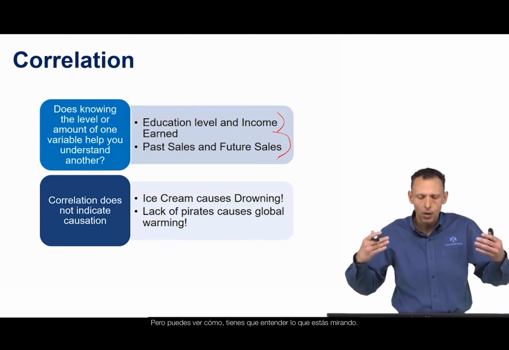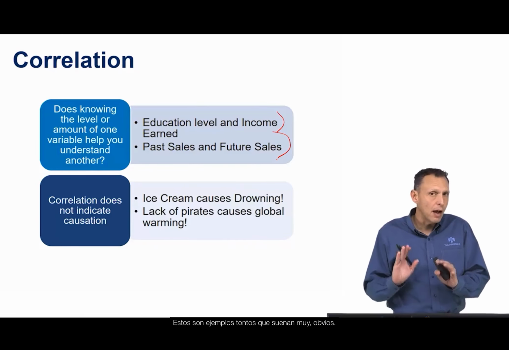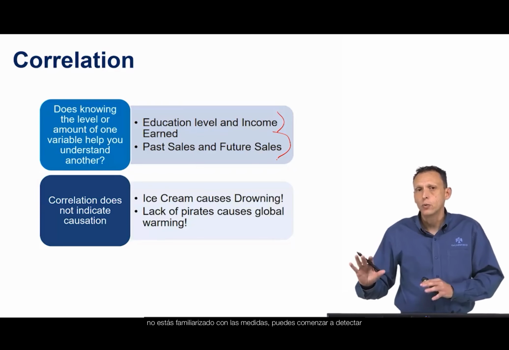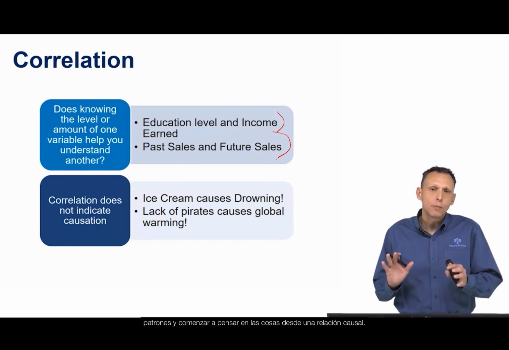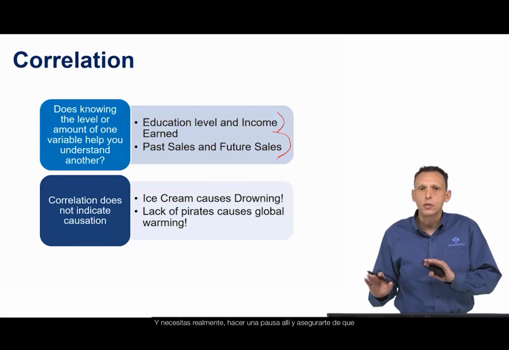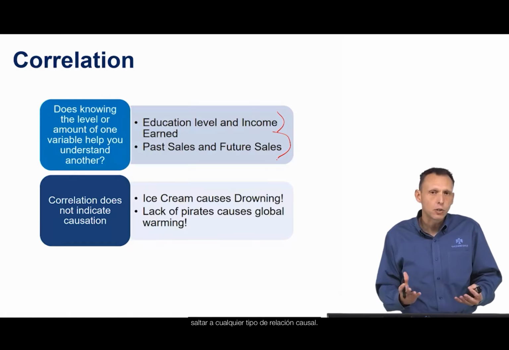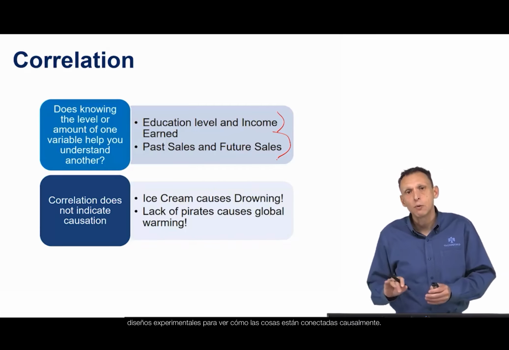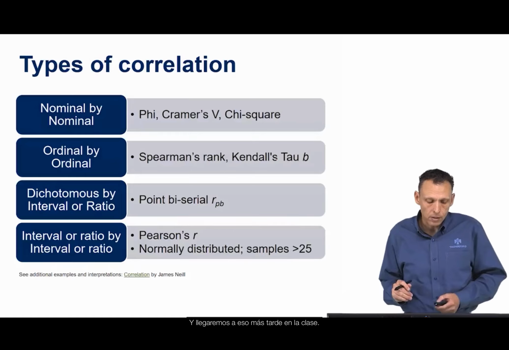But you can see how you have to understand what you're looking at. These are silly examples that sound very obvious, but most of the time when you're starting to work with data and you're unfamiliar with the measures, you could start to detect patterns and start to think about things from a causal relationship. And you need to really take pause there and make sure that you're interpreting a relationship in multiple ways before you jump to any kind of a causal relationship. It's better to talk about things as being related and use experimental designs to see how things are causally connected. And we'll get to that later in the class.